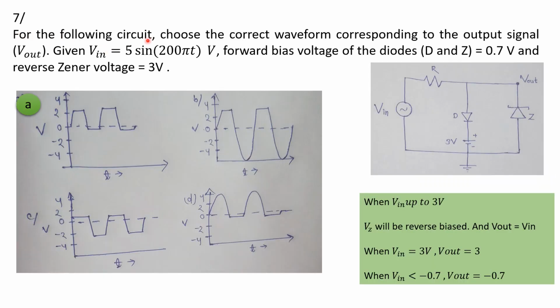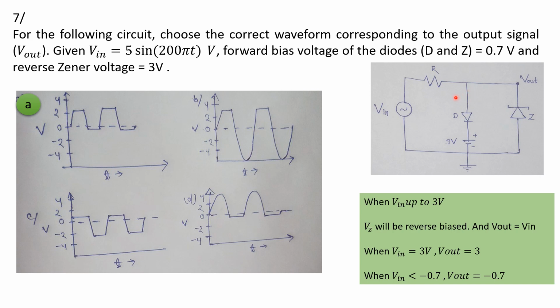Then for the following circuit, choose the correct waveform corresponding to the output signal V out, given V in is equal to 5 sine 200 pi t. The forward bias voltage of the diode D and Z is equal to 0.7 volt and the reverse breakdown voltage is equal to 3 volt. So here is the diagram in the question, and we have to find the graph of V output versus time.